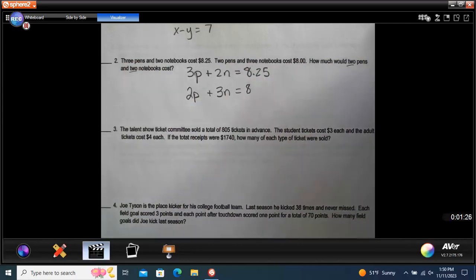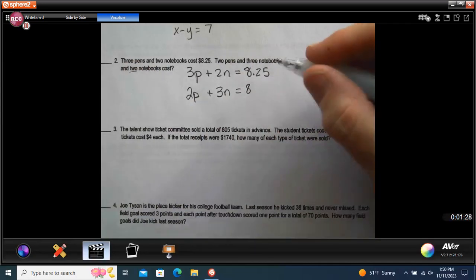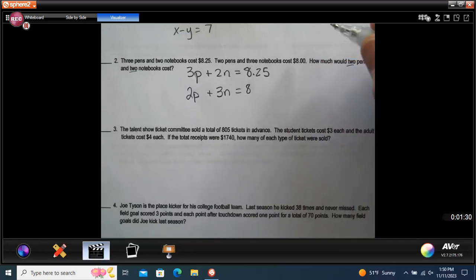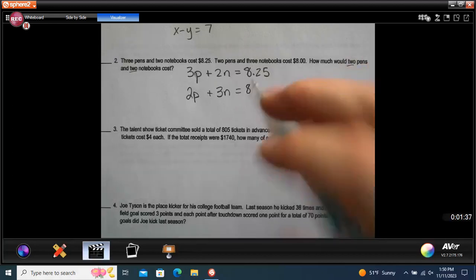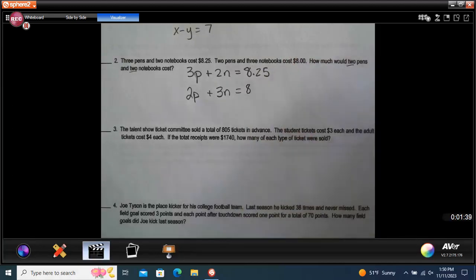I would solve this for how much does a pen cost, how much does a notebook cost, and then I would figure out the answer to how much would 2 pens and 2 notebooks cost. I'd definitely use, probably, elimination to solve that. I have to multiply one of those by something to get like a positive 6 and a negative 6.